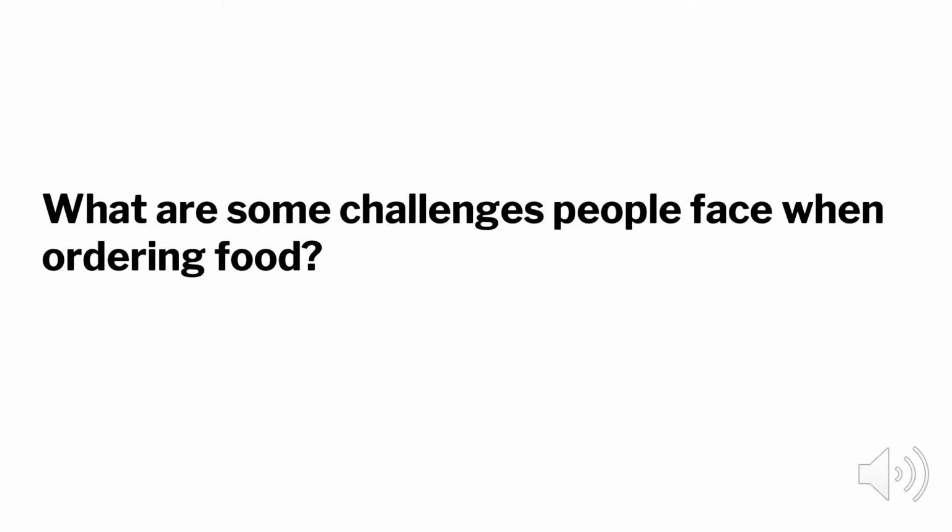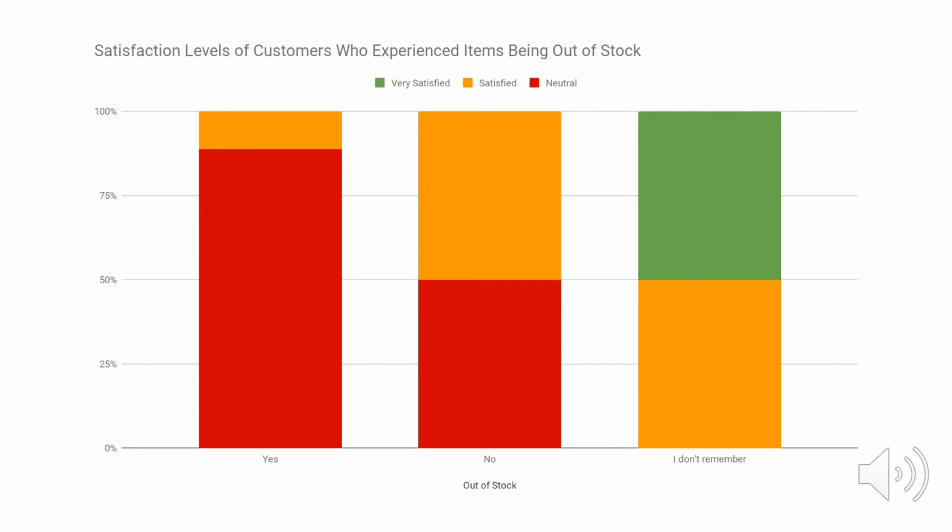My next analysis also answers my research question, which asked, what are some challenges people face when ordering food? This graph shows the distribution of satisfaction levels of people who did versus did not experience a chosen food item being out of stock. As shown here, there's a correlation between people who have experienced a food item being out of stock and their satisfaction levels. More people who answered yes to their chosen item being out of stock rated their satisfaction level as neutral compared to people who couldn't remember or didn't experience this at all.